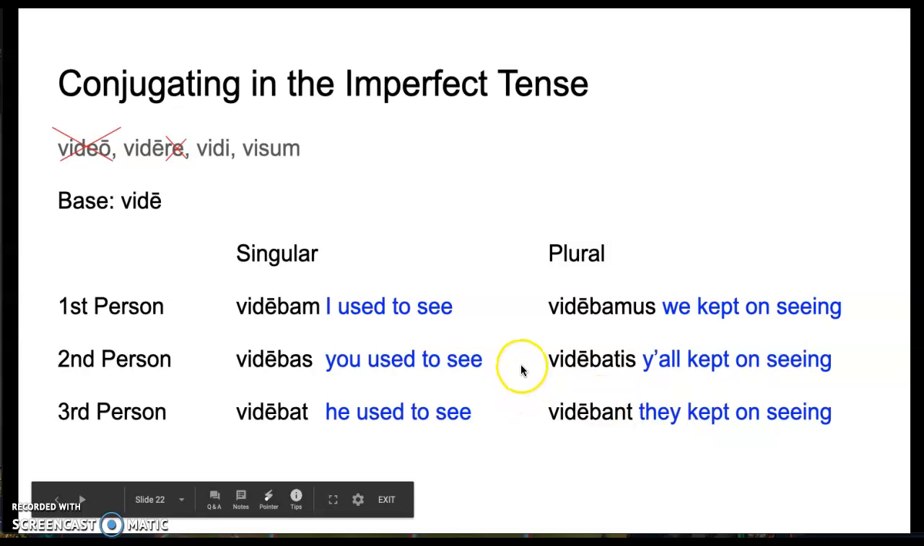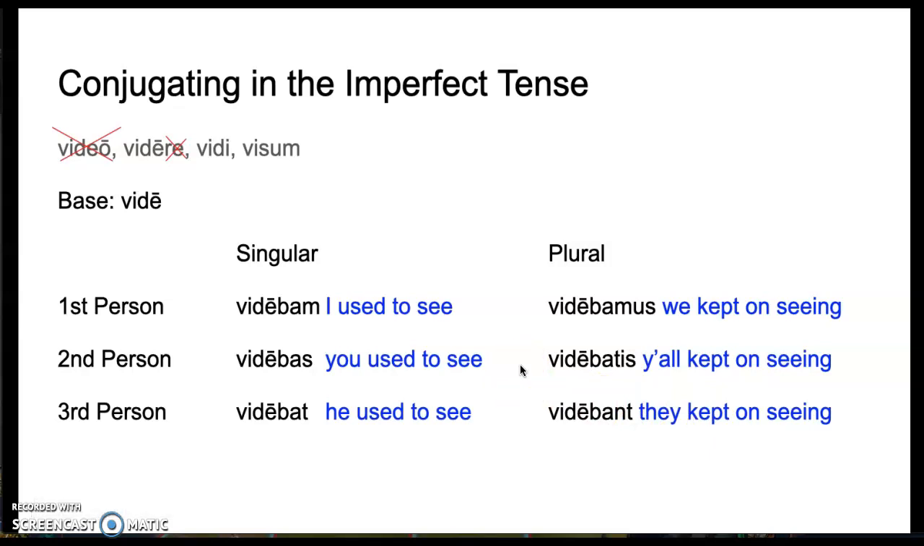It doesn't matter which one of these 3 translations you use for the imperfect tense. The was, were verbing is the most common. So that's how we conjugate and translate in the imperfect tense.